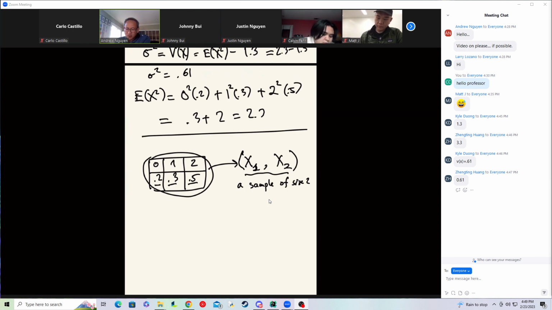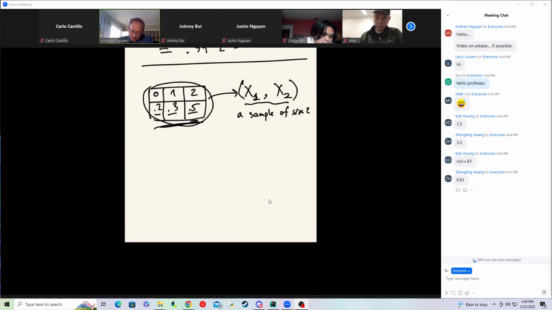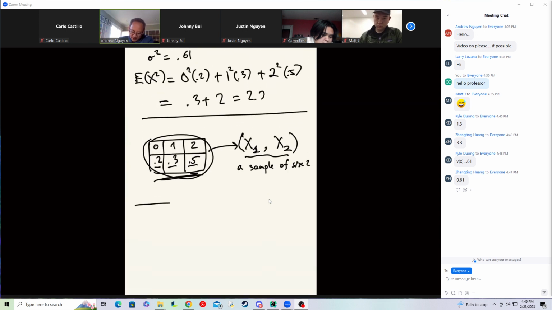All right, but anyway, if I have a sample of size 2, first of all, how many possible samples of size 2 can I select from here? Well, it's not too bad, because I can list all of my possible samples. One of them is 0, 0. I draw the first observation, x1, I get 0. I draw the second observation, I get 0 again. So that's one possible sample.